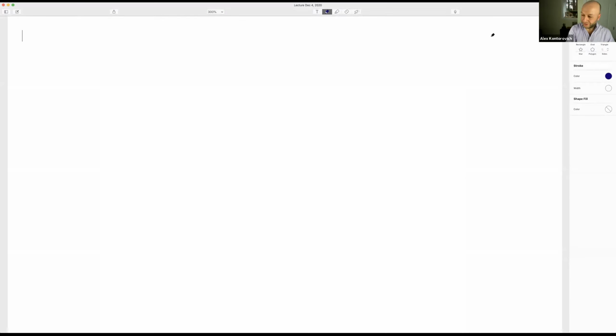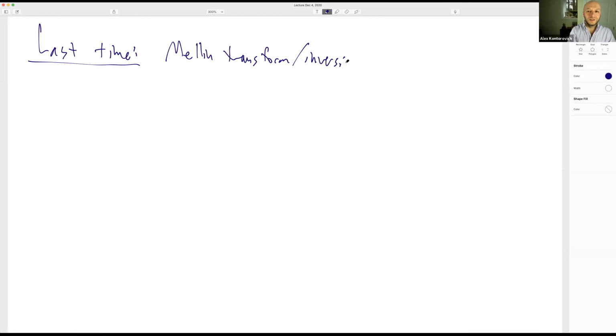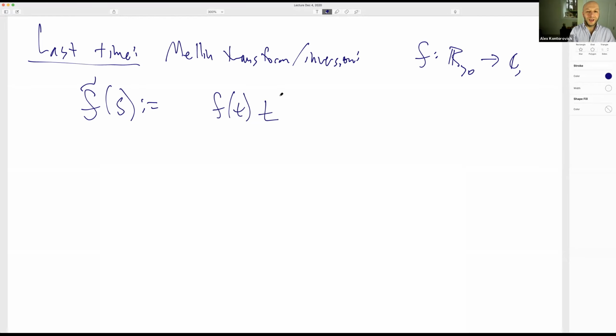Okay, so let's review last time. Last time we saw Mellin transform and inversion. So if we have a nice test function f from the positive reals to C, then we can make a Mellin transform of it by taking f, multiplying it by a character t to the s, taking dt over t, and integrating.